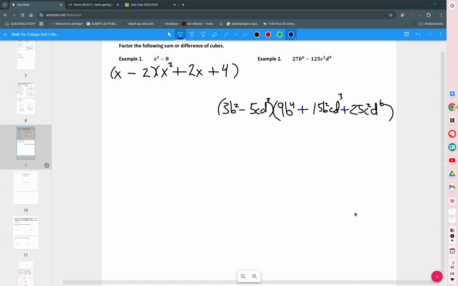Better? Thank you. By the way, on the test, I give you the formula for the sum and difference of cubes. You just have to be able to make use of it.